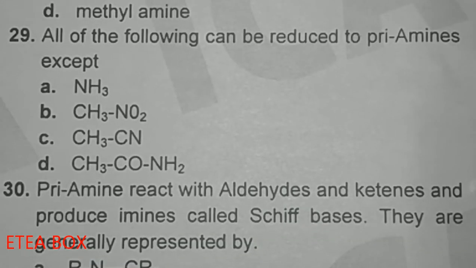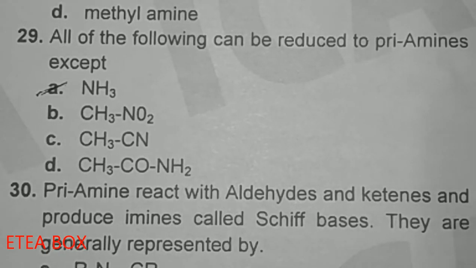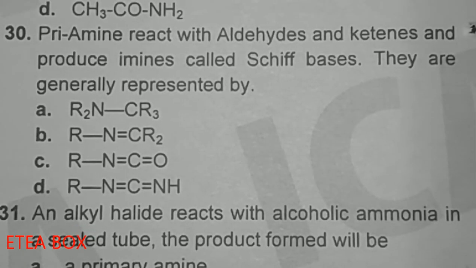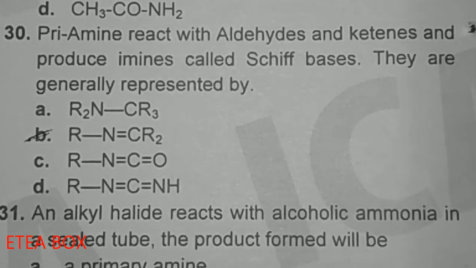All of the following can be reduced to primary amine except... NH3 cannot be reduced to a primary amine. Reduction involves the gain of hydrogen. When NH3 gains hydrogen, it becomes NH4+, which is not a primary amine. Reduction of the other three will give the primary amine, so option A does not give the primary amine. Primary amines react with aldehydes and ketones and produce imines called Schiff bases. They are generally represented by RN=CR2. Option B is correct here.